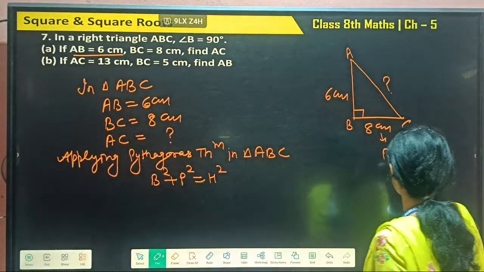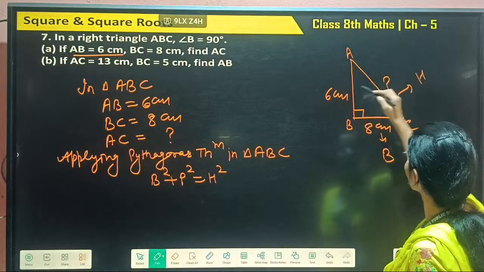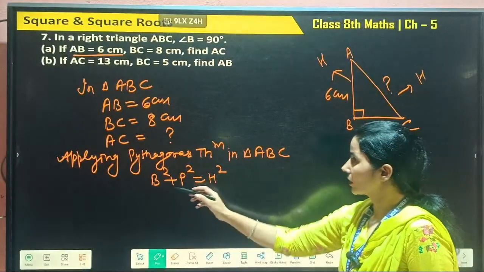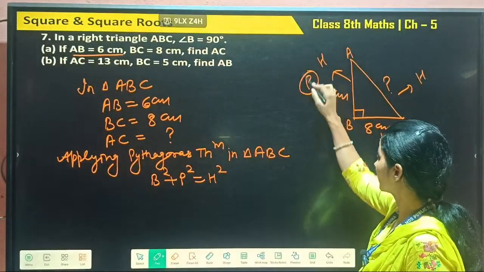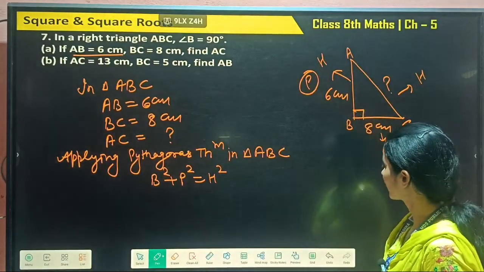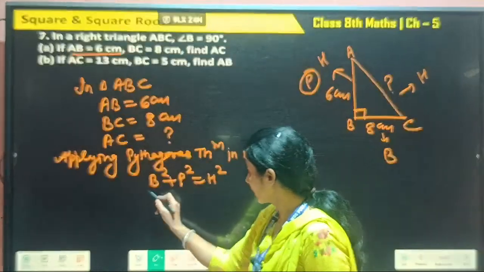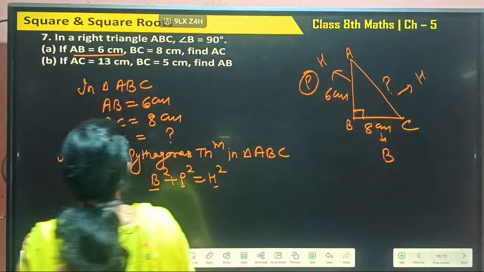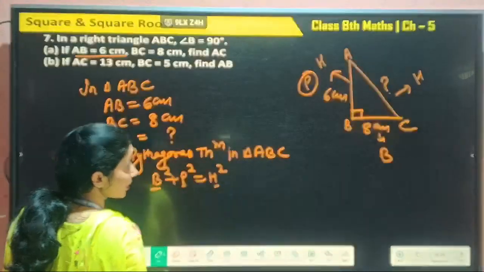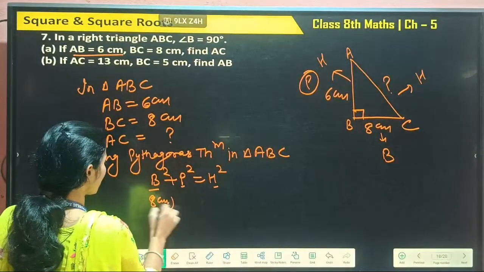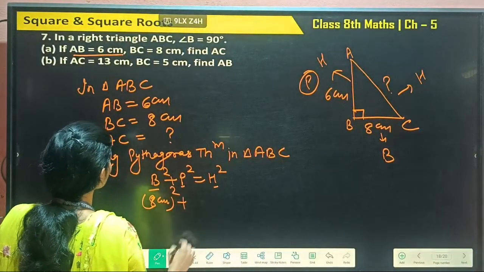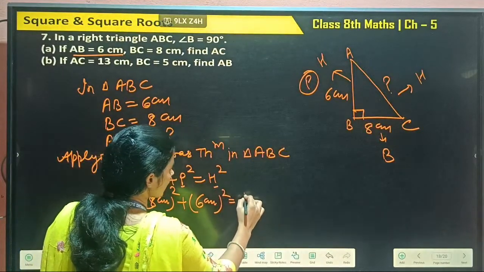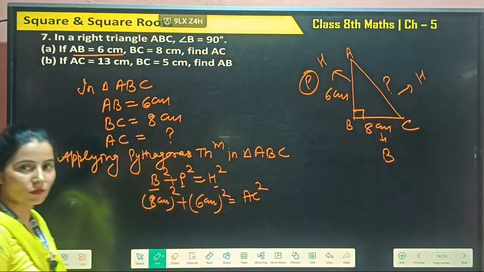This we can consider base. This will be hypotenuse, and this will be the height of this triangle. So it is base square, height, or we can say perpendicular. Perpendicular we can consider this AB. Base square plus perpendicular square is equal to hypotenuse square. What is base? Base is 8 centimeter, its square. Perpendicular is 6 centimeter, its square, and hypotenuse square, that is AC square, we have to find out.